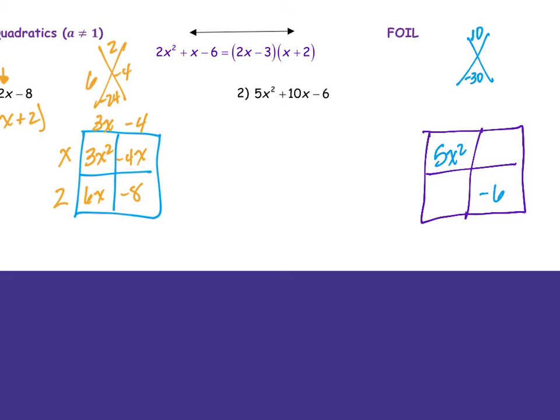10 and 3 don't work. 15 and 2 don't work. I don't think this one works. Huh? Needs to multiply to be -30 and add to be 10. There's nothing else that goes into 30? 5 and 6. But one of them would have to be negative, because this is a -30, right? That means one of the numbers has to be negative. So 10 and 3 doesn't work because that would add to be 7. 15 and 2 don't work because that would add to be 13.